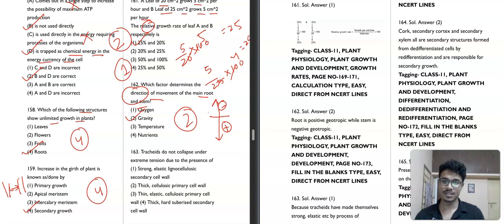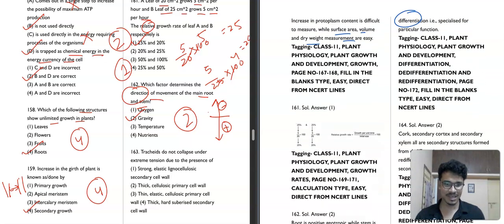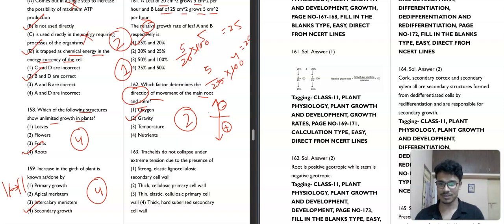It is saying that tracheids do not collapse under extreme tension due to the presence of what? Strong, elastic, lignocellulosic secondary cell wall. Yes, because tracheids are themselves strong and elastic, by the process of differentiation, specialized for particular functions. So the first option is our correct answer. And thick cellulosic? Tracheids basically have a lignocellulosic secondary wall, not primary, so primary will be incorrect. And thick, hard, suberized is also not correct, because they have a lignocellulosic secondary cell wall.